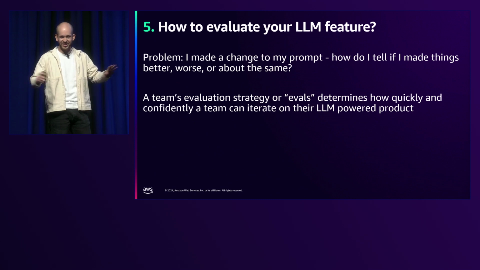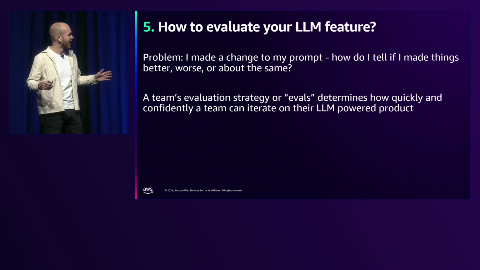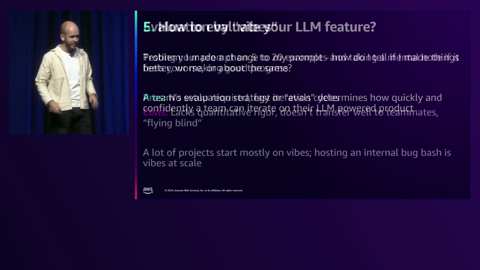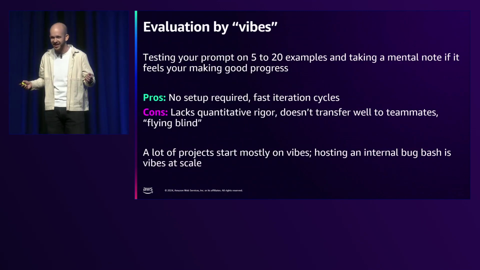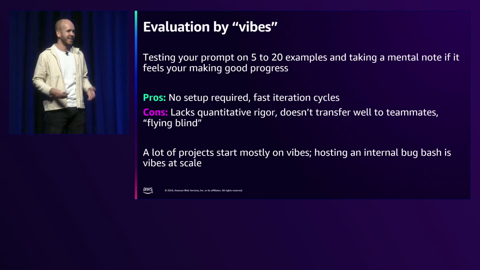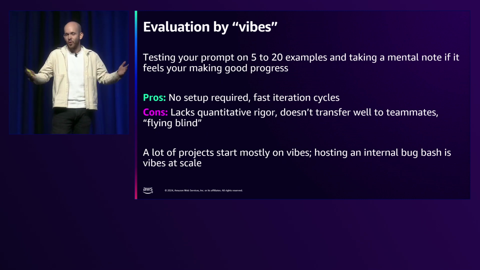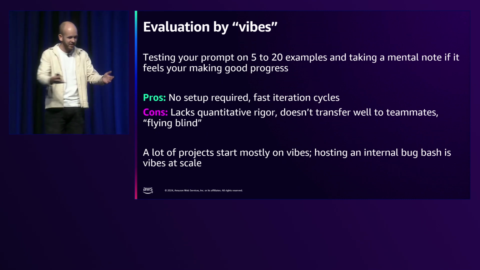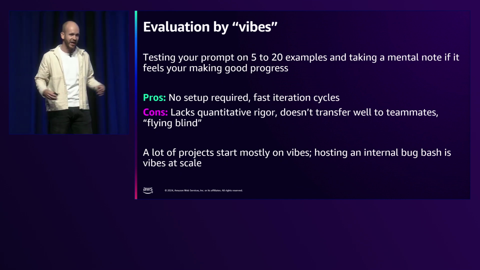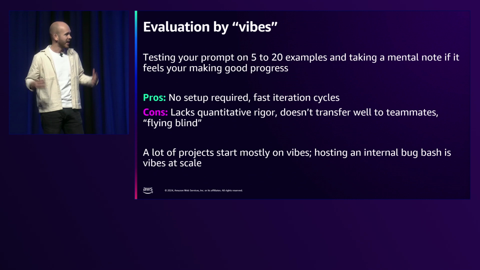This is super deep. There are probably a bunch of other sessions throughout the week on this topic. I'm going to talk about what I see as the five categories of evals, and some general thoughts on them. So the first way you can evaluate is what's jokingly called evaluation by vibes. The idea here is as you're working on your prompt, you're just testing it as you go. Maybe you have 5, 10, 20 example things you like to throw into your prompt and see how things are going. And you're making a mental note of whether you feel like you're making good progress. And this is great.